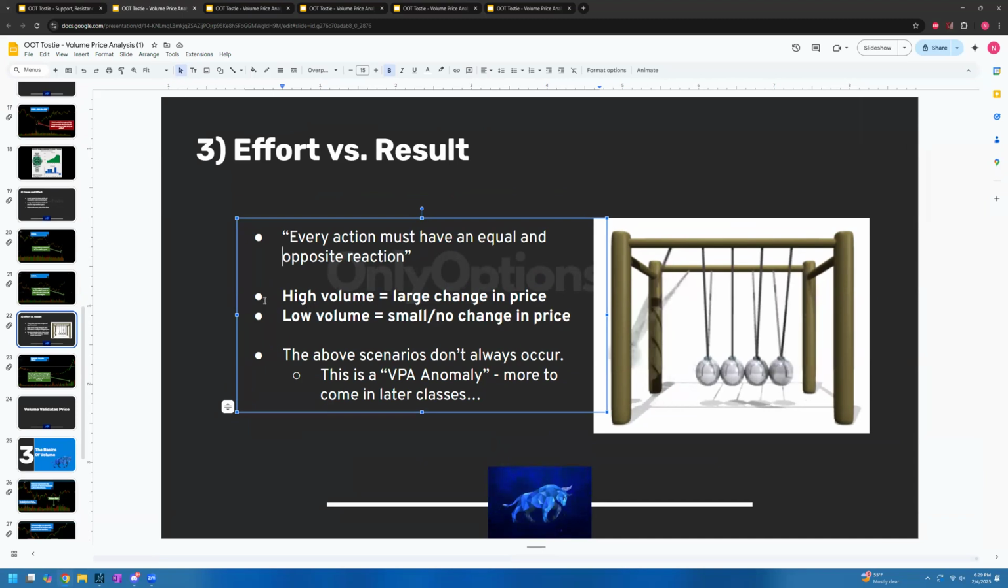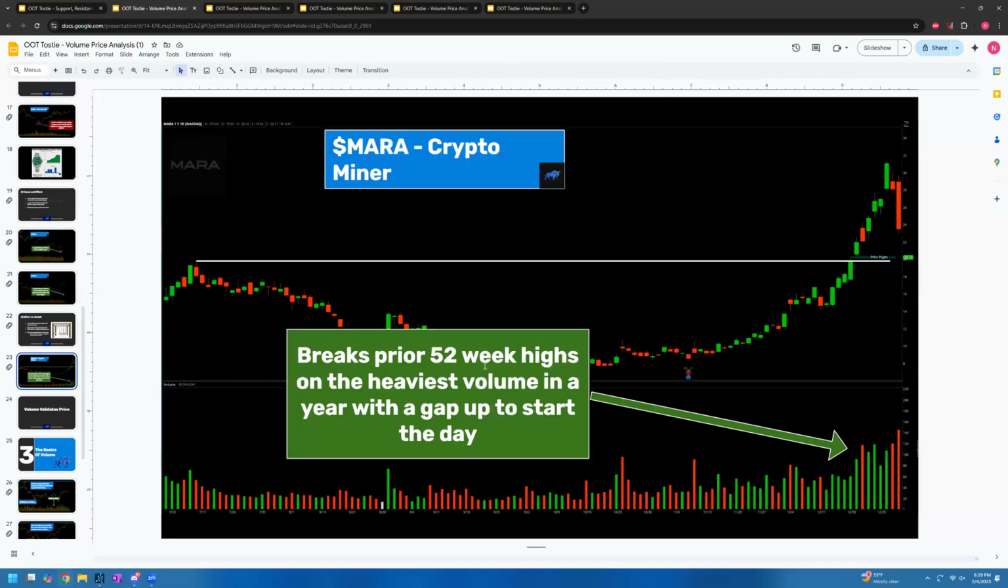So generally, when you see high volume, you should expect a large change in price. When volume is low, you should expect small or no change in price. But this doesn't always occur. There are times when we have high volume and no change in price, or low volume and a massive change in price, which is called a VPA anomaly, and could be a red flag for us to take a step back and really evaluate where the situation is at.